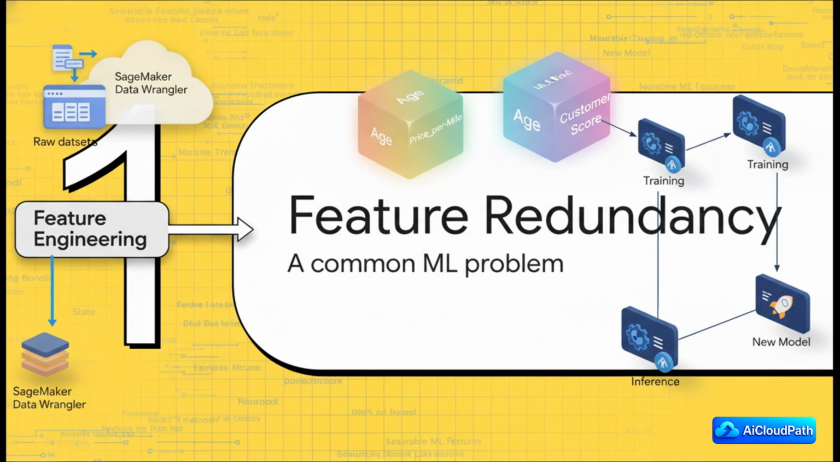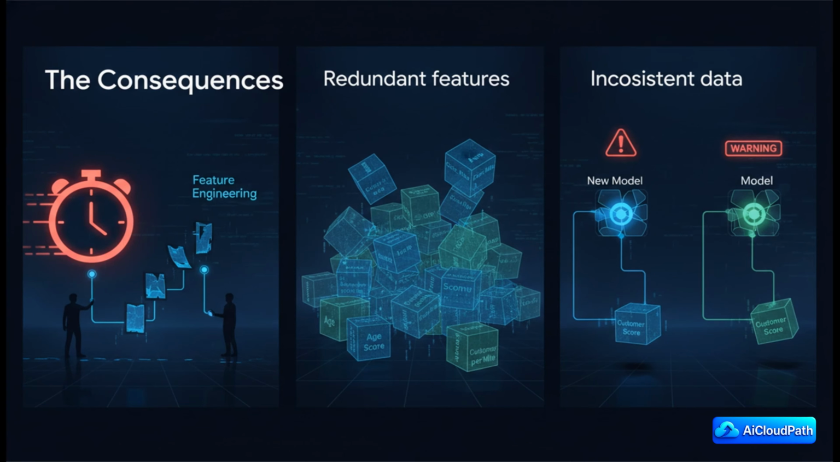And that, right there, is what we can call the feature redundancy problem. It's that classic scenario where all this amazing, valuable feature engineering work just gets lost in the shuffle, or it gets duplicated by different teams, and ultimately, it just slows everybody down. And the consequences of that redundancy, well, they're pretty significant.